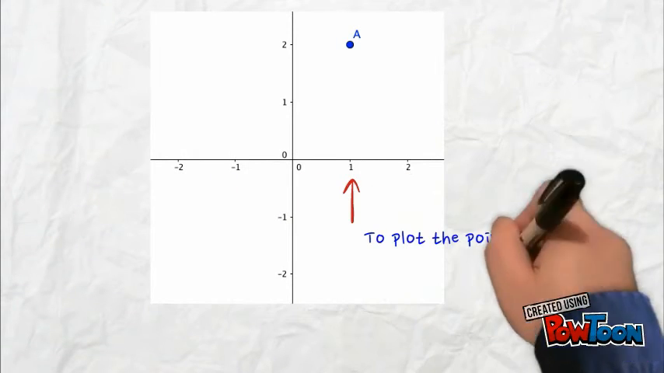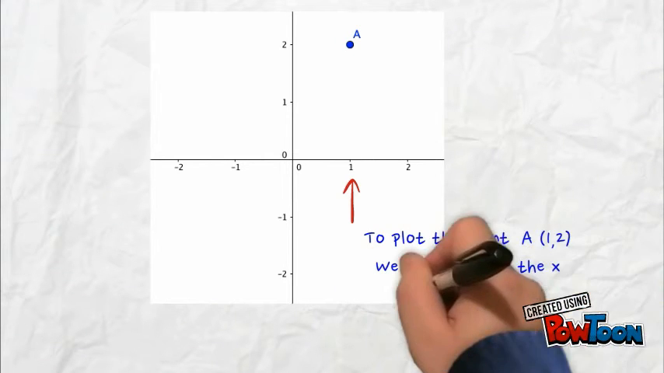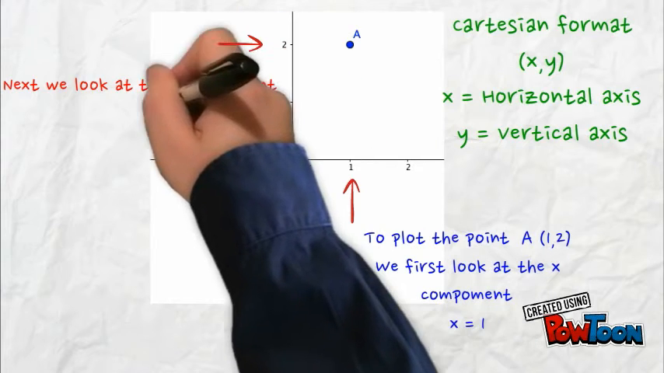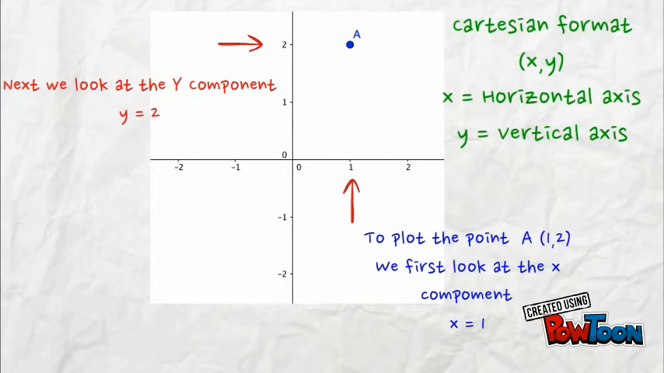Let's take point A, coordinates 1 and 2. Look at the x component where x equals 1 along the horizontal axis. Then we look at the y component where y equals 2 along the vertical axis. We take these two pieces of information and we get point A.